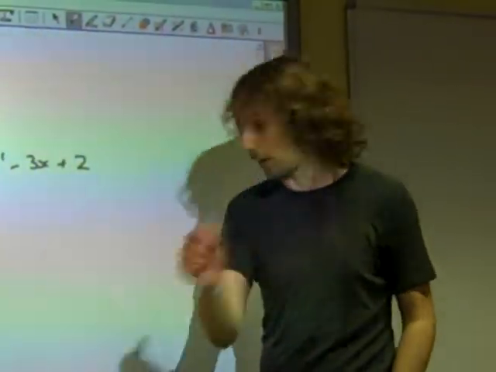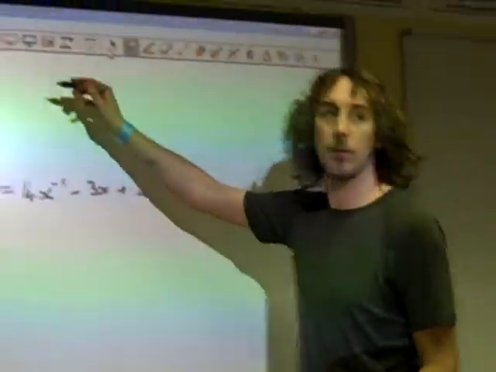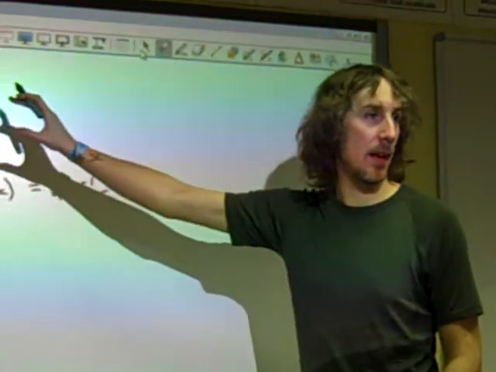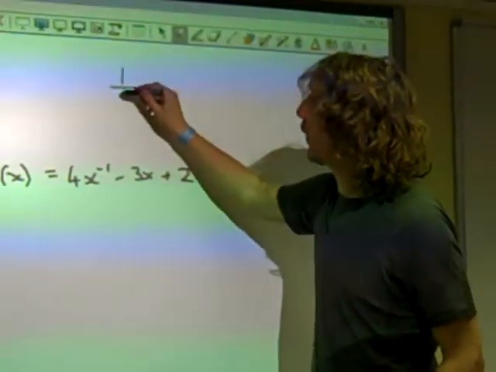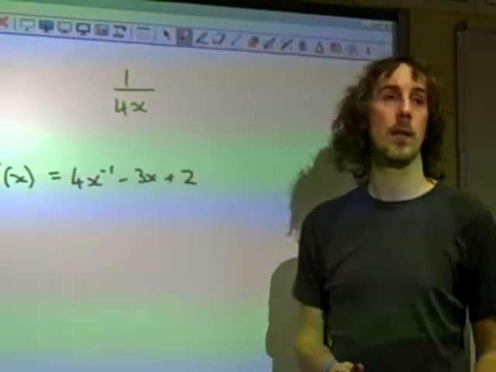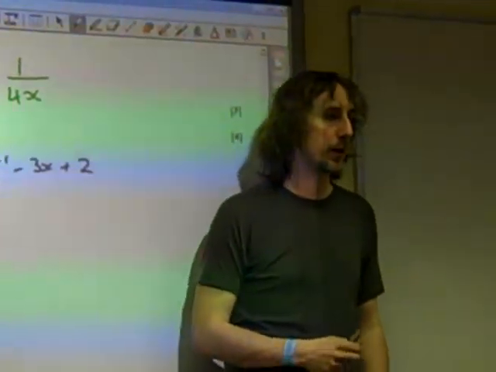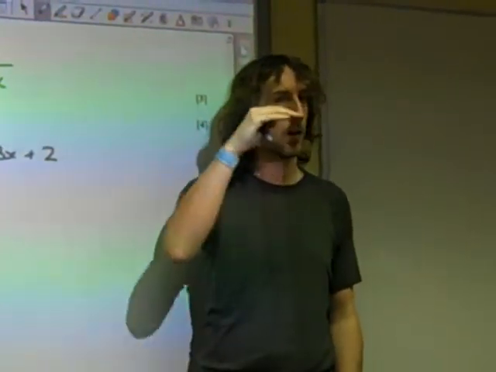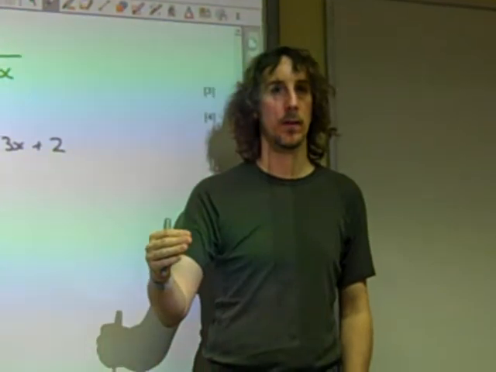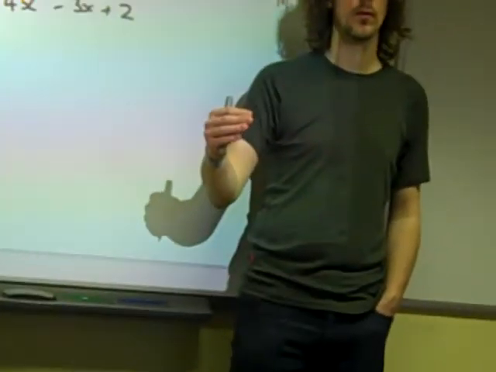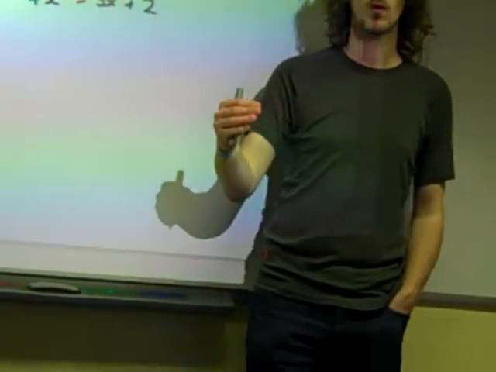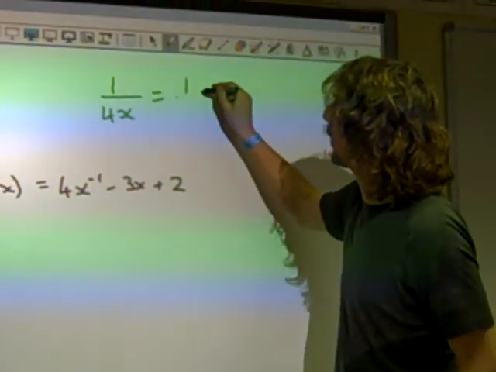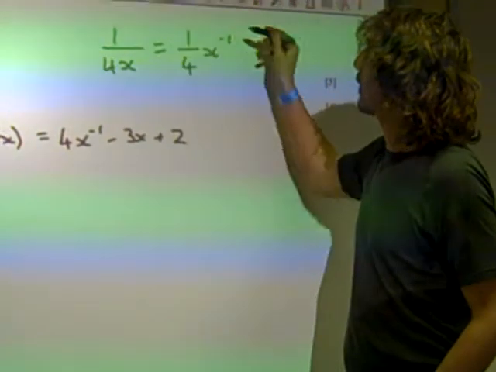Just while I remember it, I want to ask you another question. If this had said 1 over 4x, how would we have written 1 over 4x to prepare it to differentiate? 1 over 4x to the minus 1. 1 over 4 and then x to the minus 1. That's it, isn't it? That is 1 over 4 x to the minus 1.